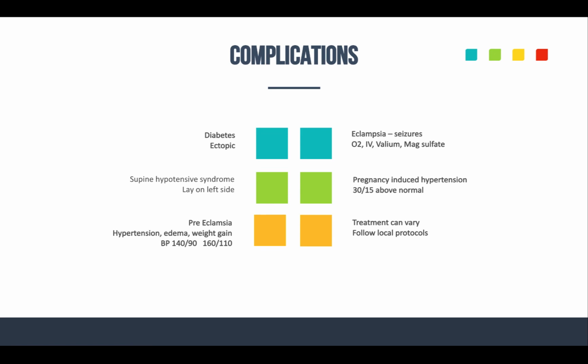So, some complications: diabetes. A lot of times you get gestational diabetes going on, okay? That can actually happen. So we talk about gestational diabetes or even pre-existing diabetes, things you're going to want to know that can complicate the pregnancy. Ectopic pregnancy, right? We hear about that a lot. Again, I just mentioned supine hypotensive syndrome, right?